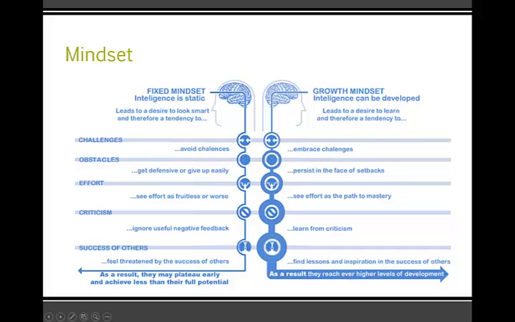So this graphic that you can see here, you see that in a fixed mindset, intelligence is static, and I want to really focus on some of these key things that you can think about as you try to identify fixed and growth mindsets. So it leads to a desire to look smart. Someone with a fixed mindset wants to appear that they know.